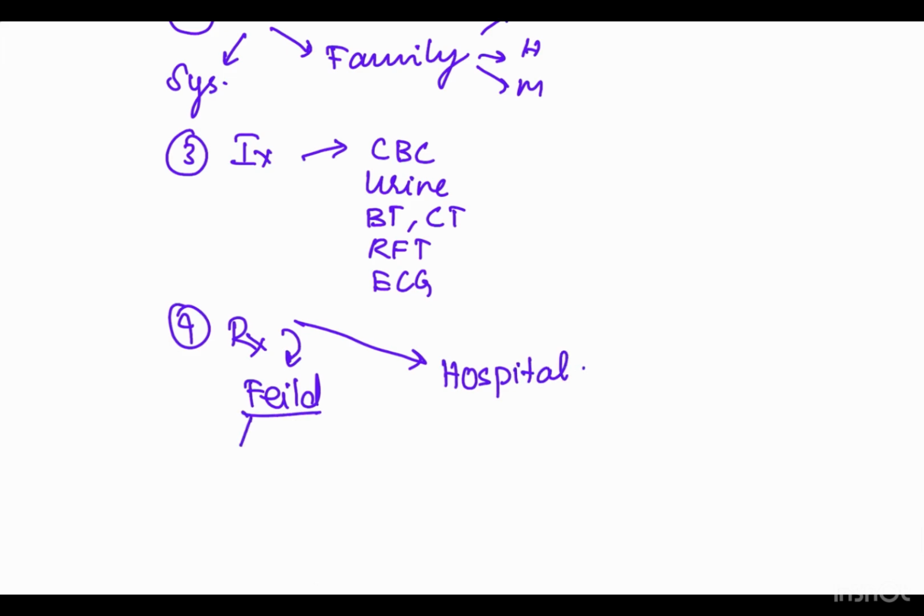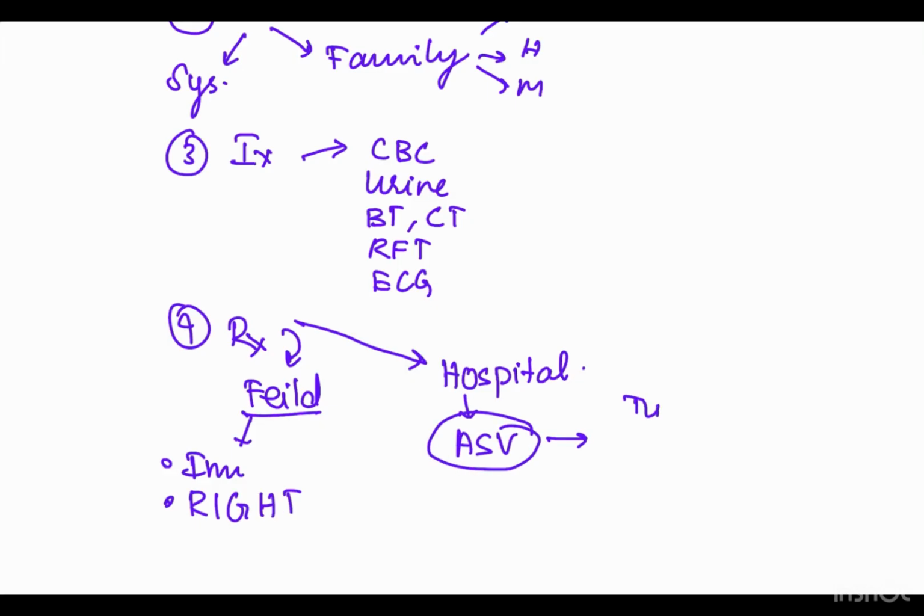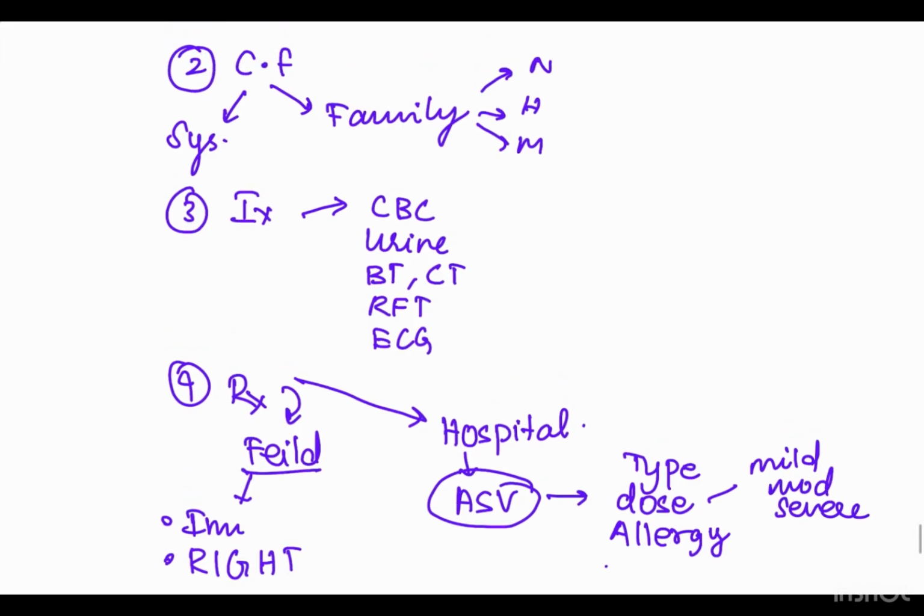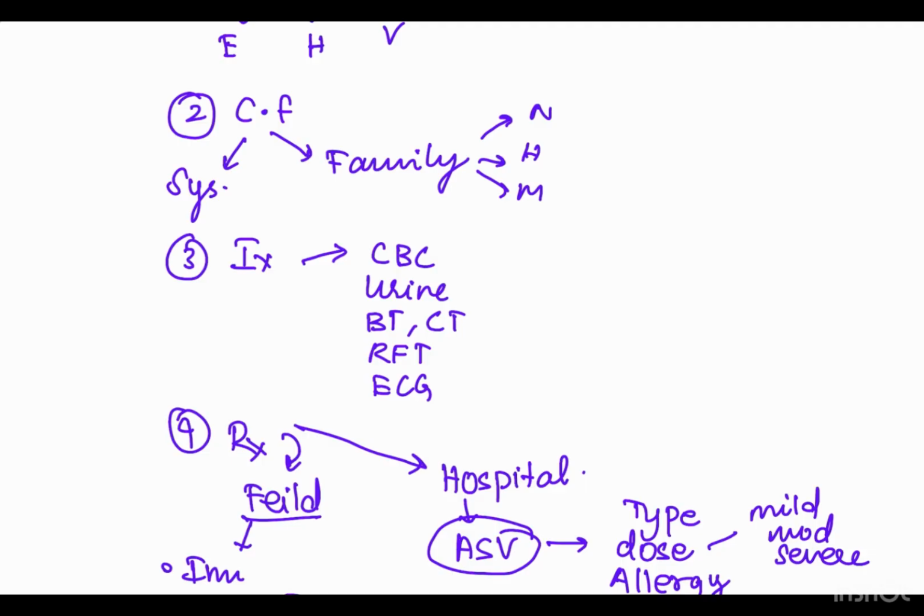Field management, never forget about immobilization of the limb and the RIGHT rule. Next, for hospital management, don't forget the word anti-snake venom and the types of the anti-snake venom and how much test dose is given, what to do in case of an allergy and what to do if there is no allergy. And the dose, how many vials are given when there is minimal, mild, moderate and severe reaction. Next, for neuromuscular paralysis, we should give neostigmine and atropine.